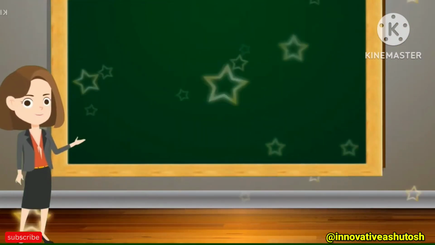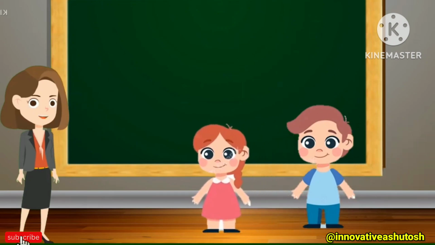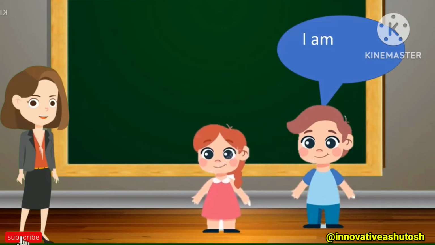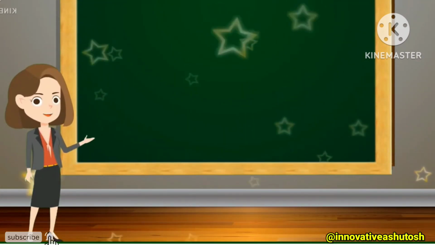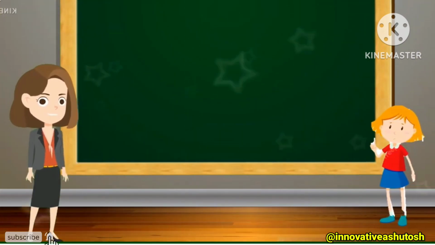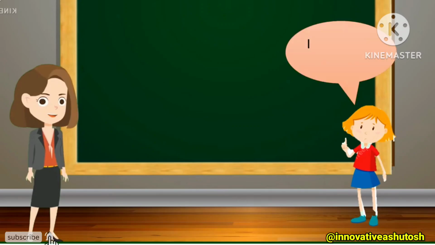Now let's hear from Ananya and Rahul how they talk about themselves. I am Rahul. I am a boy. I am Ananya. I am a girl. Let's call Seema. She will talk about herself. Seema: I am a girl.